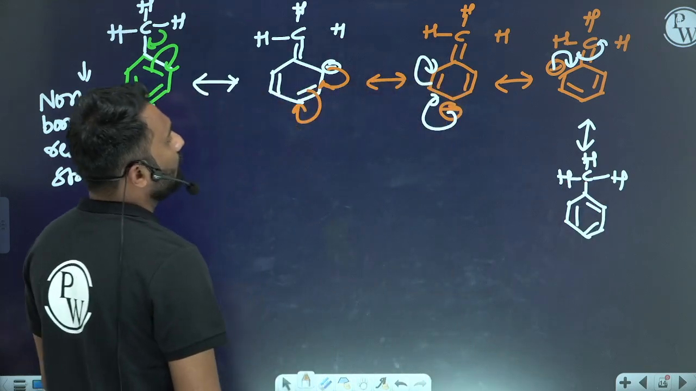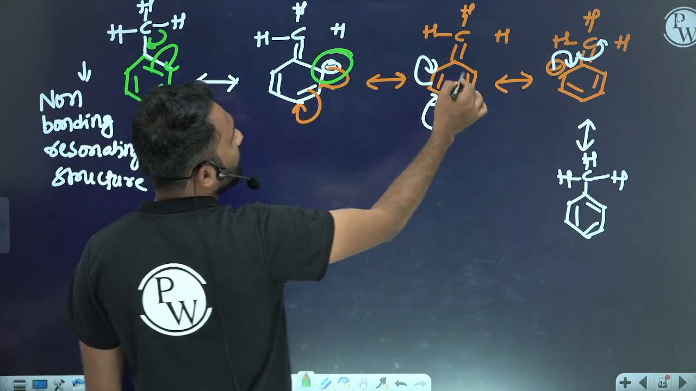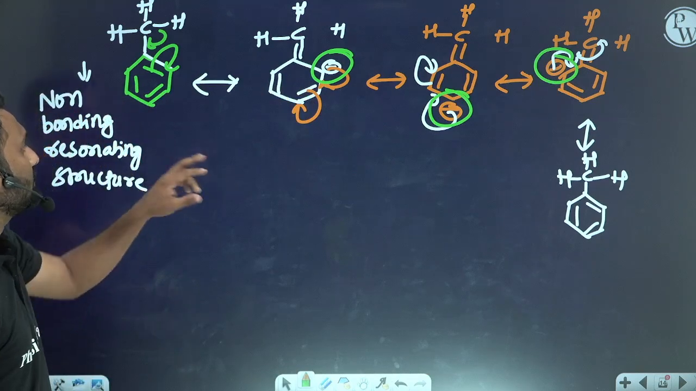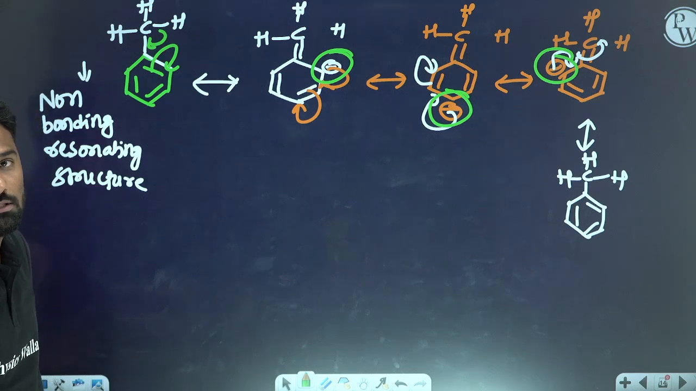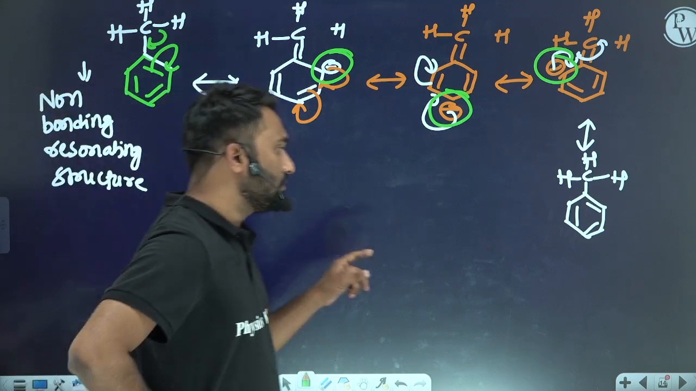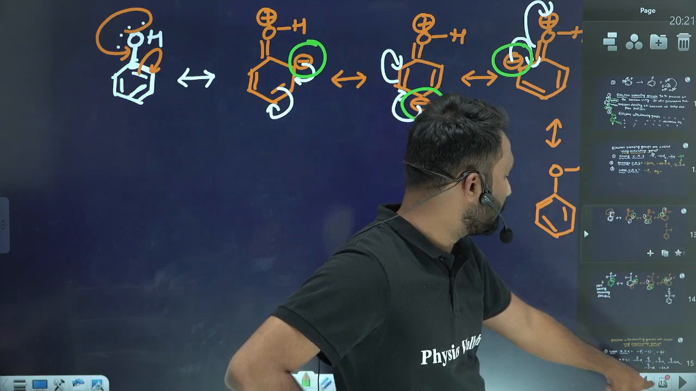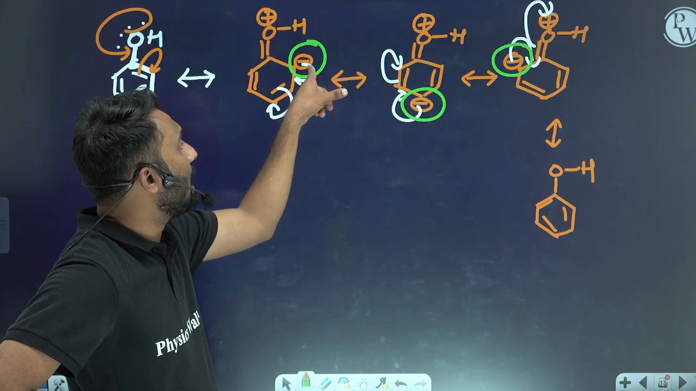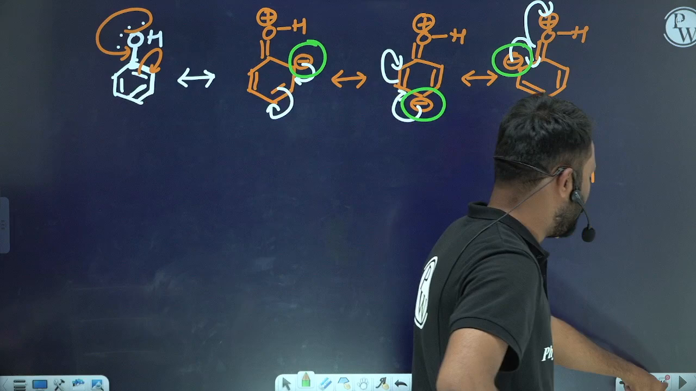Clear? Now here it is the same. When this alkyl group is also present, it will increase the electron density at the ortho and para position. This we call a non-bonding resonating structure. Clear? Now this is a weak ring activating group. Due to the presence of a lone pair of electrons, the other group will strongly activate the electron density at the ortho and para positions. Clear? Next.